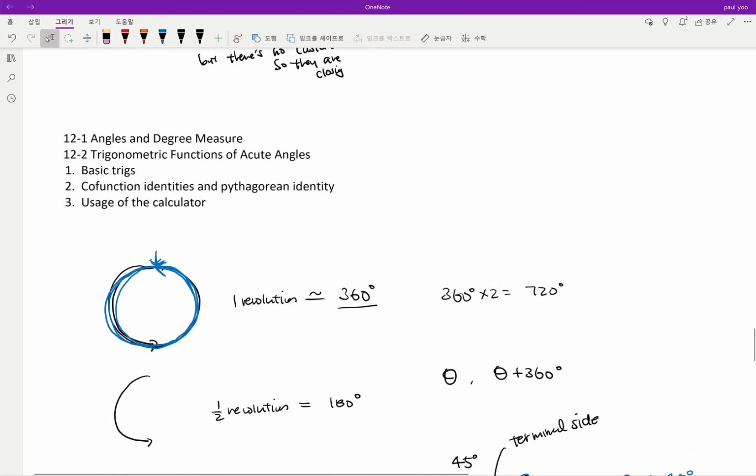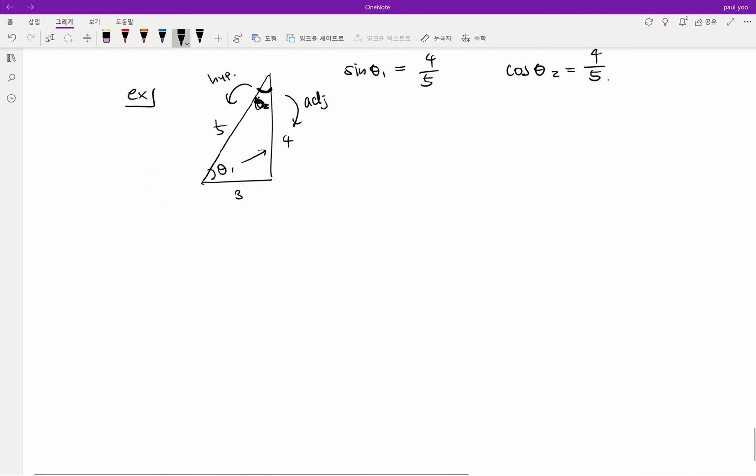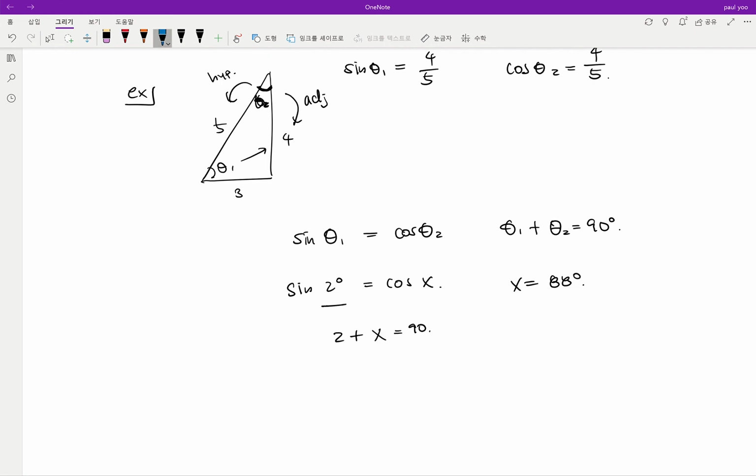From this we can build up two identities: the cofunction identity and the Pythagorean identity. Sine of angle 1 is equal to cosine of angle 2 if angle 1 plus angle 2 makes 90 degrees. As an example, sine of 2 degrees is equal to cosine of x, where x is going to be 88 degrees. How this works: 2 plus x must make 90, so that sine and cosine are equal. So x has to be 88 degrees.